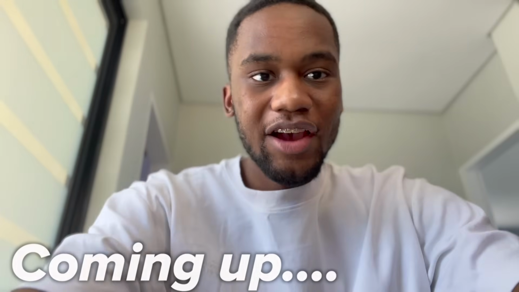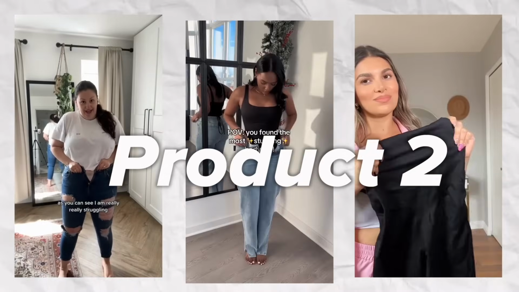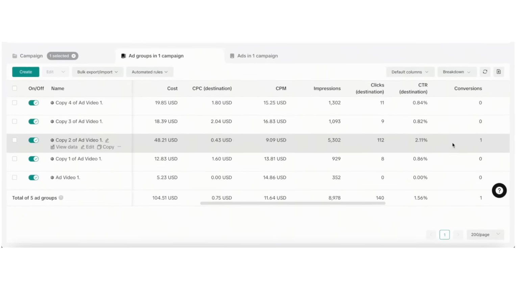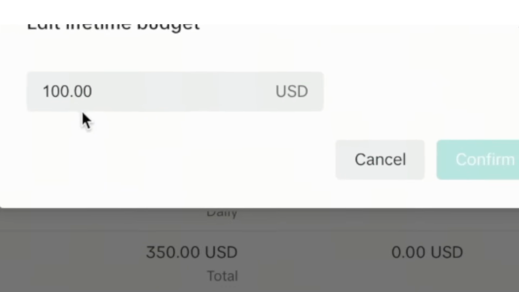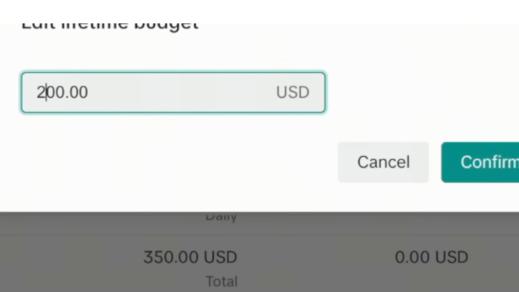Before I get ahead of myself, what happened on the second product test? Now, after day 2 of running these ads, I did get 1 sale, but from 1 ad group, and the other ads all failed. And so what did I do? Again, guys, very simple. I just got rid of the ads that weren't performing well, and then I put more money on the ad that was performing well. Like, this is not rocket science.